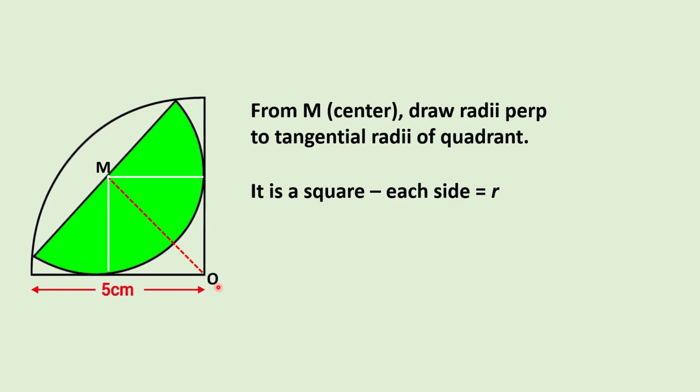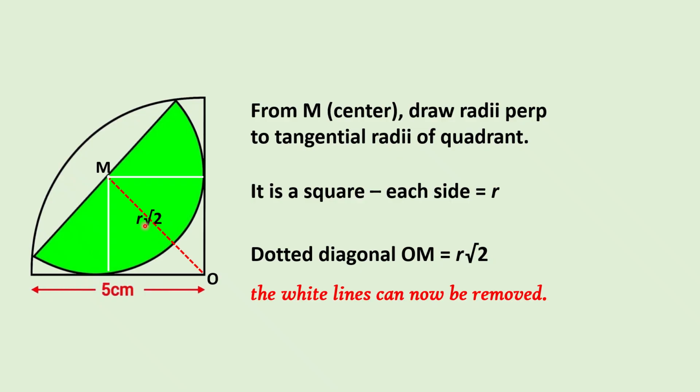When you join OM, where O is the center of the quadrant, this will be the diagonal of the square, and the length of this diagonal OM will be R root 2. R is the radius of the semicircle. So a square with each side R, and OM is the diagonal of the square, so the length of OM would be R root 2.